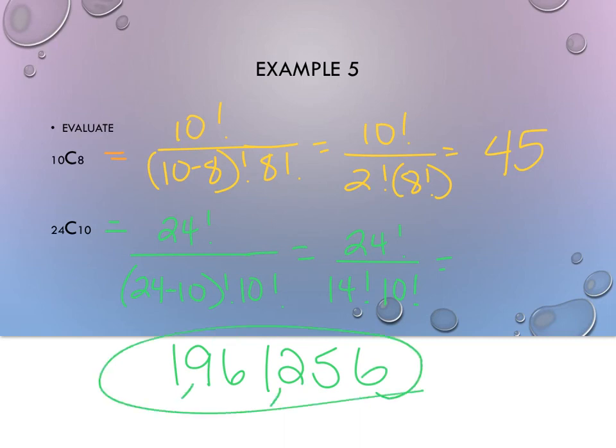Okay, the first one you should have gotten 45. Second one, 1,961,256. Raise your hand if you got them both right. All right, good. Questions on permutations or combinations?